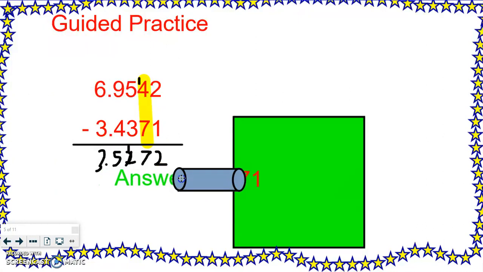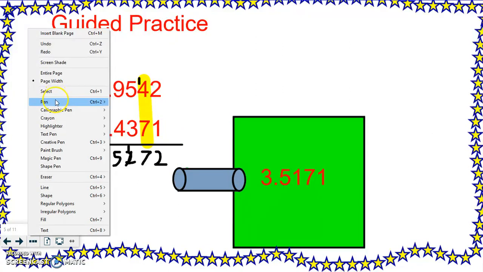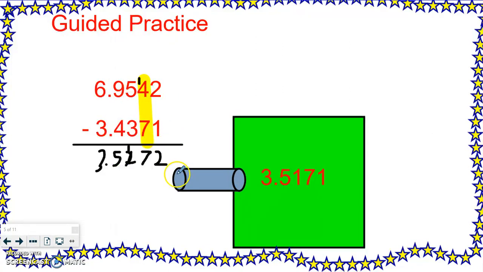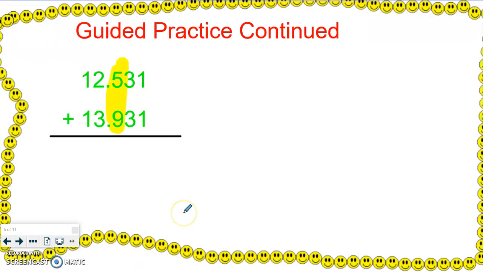Here we go. 3.5171. My apologies. Oh, it caught me. 2 minus 1 is 1. I've missed a basic math subtraction. 2 minus 1, you guys all know that, right? 1. Fantastic. Alright, let's move on to the next guided practice.